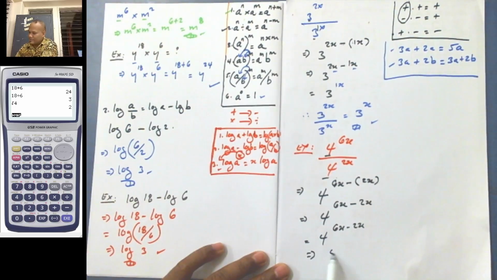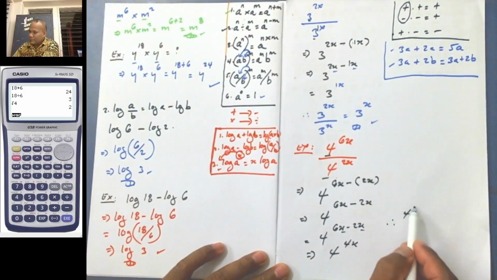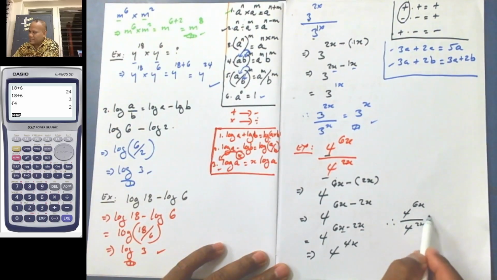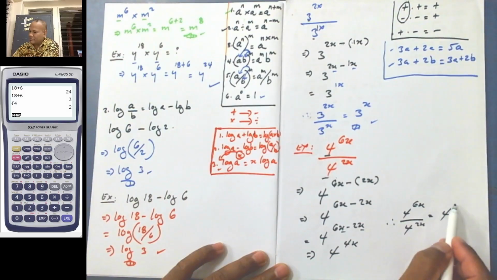So this is equal to 4 to the power of 6x minus 2x. Since this is x, this is x: 6 apple minus 2 apple is 4 apple. In our case, it's 4 apple. So we can say, therefore, 4 to the power of 6x over 4 to the power of 2x is equal to 4 to the power of 4x.